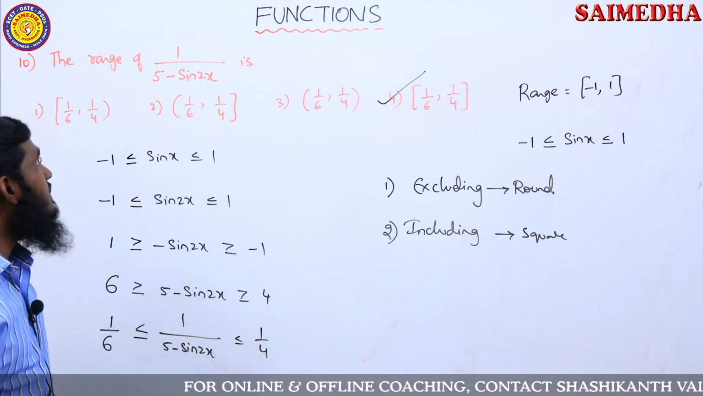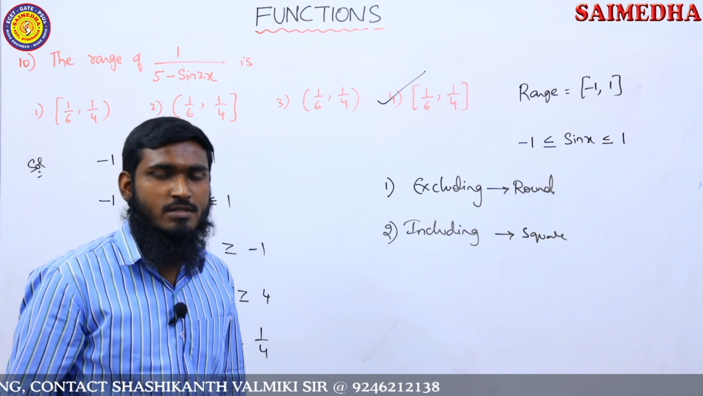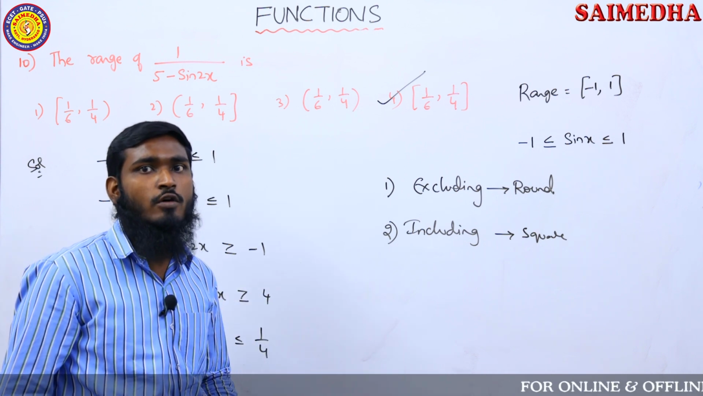With this we have completed all the gunshot bits of the topic functions. Is it clear? Now we'll move on to the limits part. What are the gunshot bits of the limits topic?